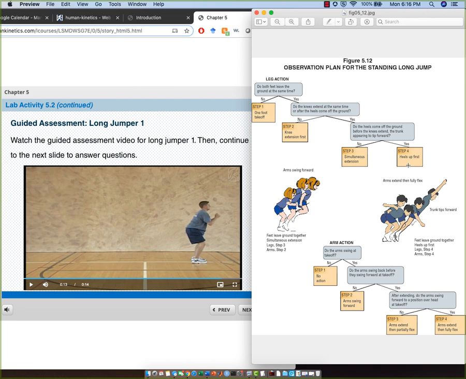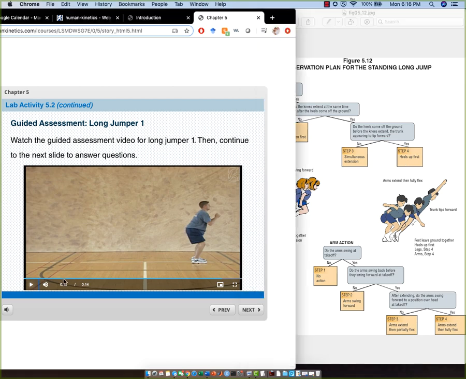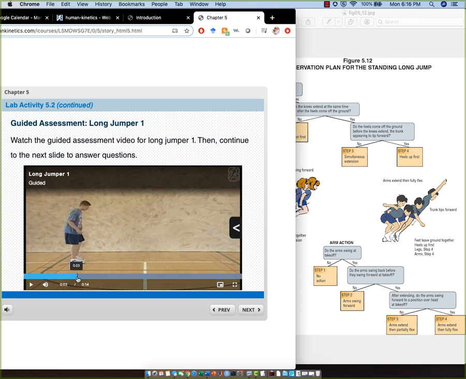Let's watch this video again and let's focus on the arm action this time. And again, I'm going to start where it goes to the slow-mo. Okay, so let's watch the arm action.